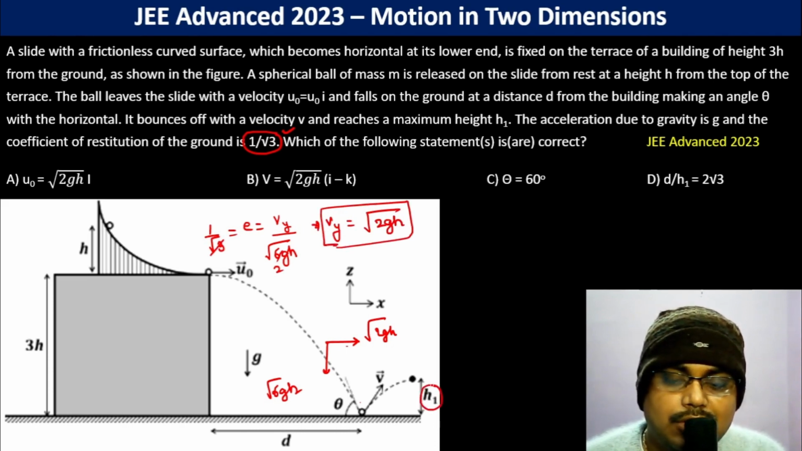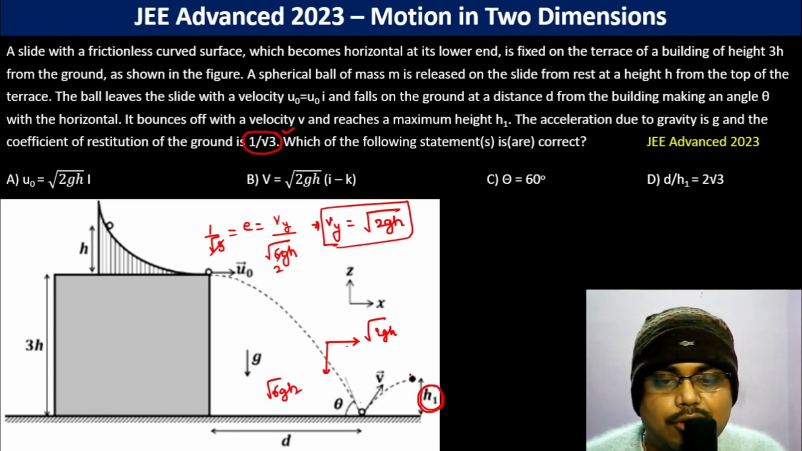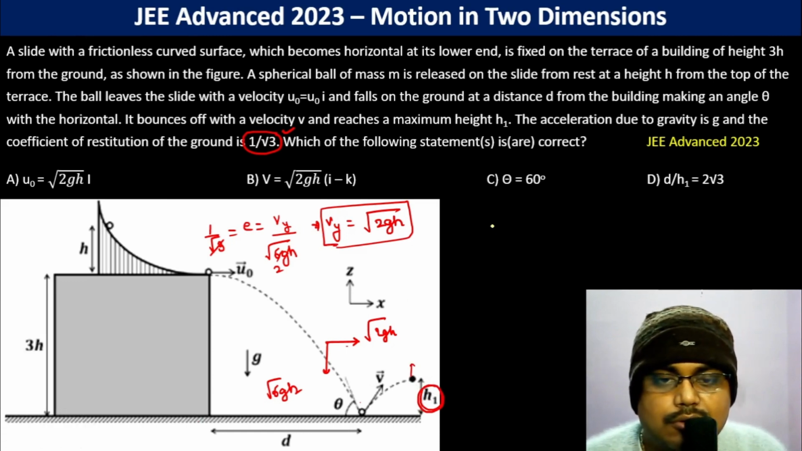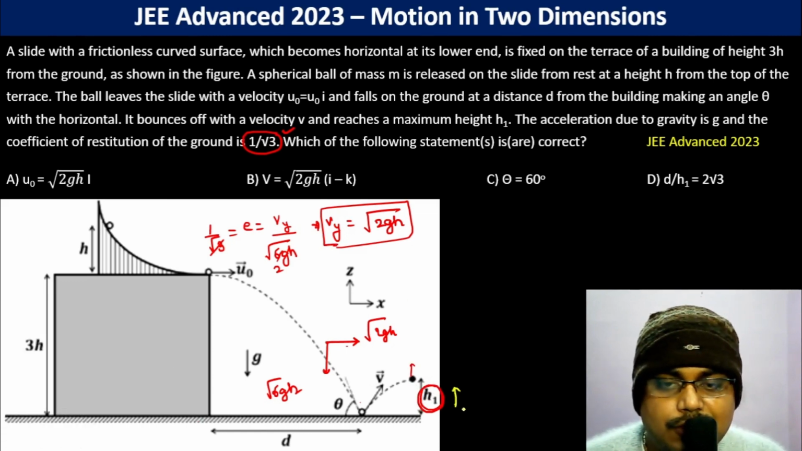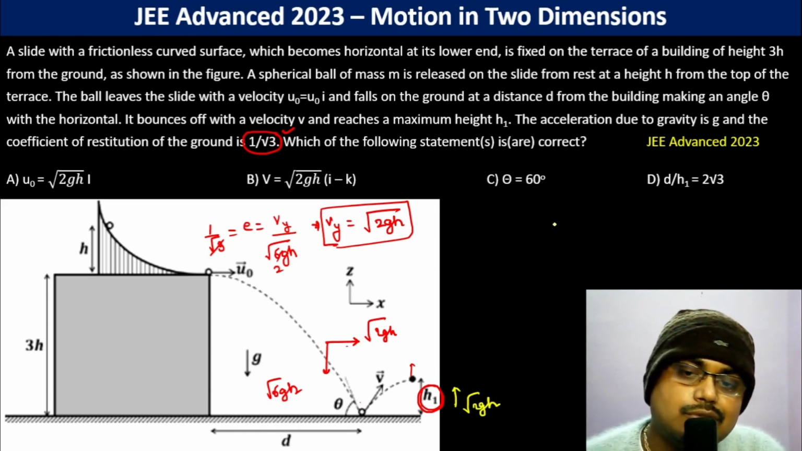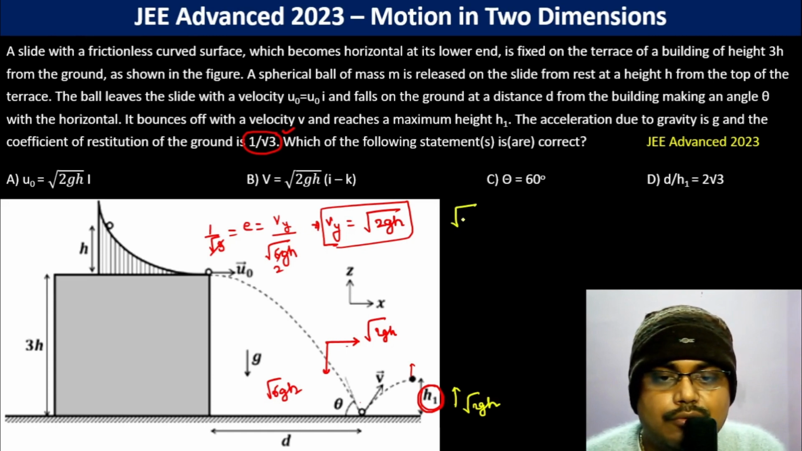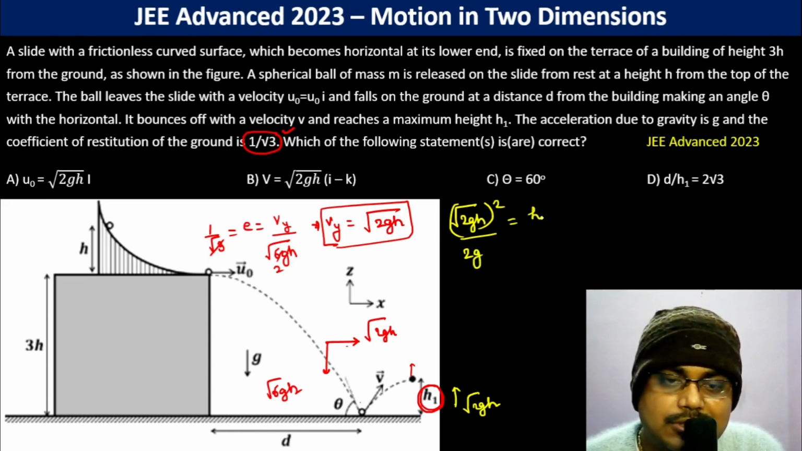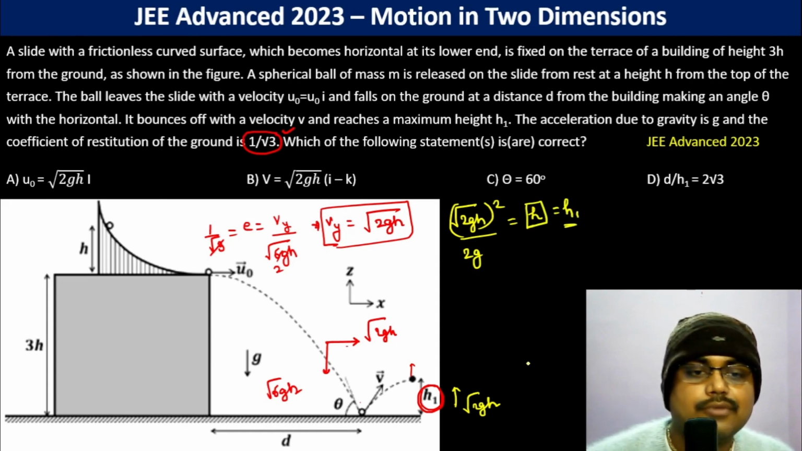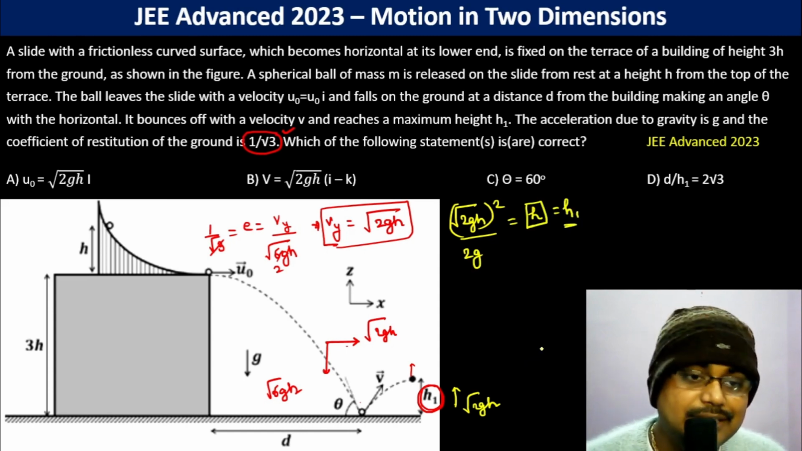Therefore for h1, the final velocity in y direction is going to be 0, and the initial velocity in y direction was root 2gh. So Vy square equals uy square plus 2gh, and h1 is root over 2gh whole square divided by 2g. So basically this is h. So h1 equals h.